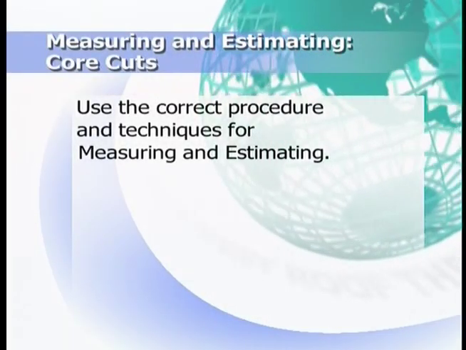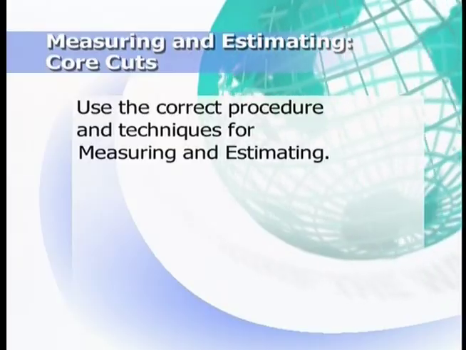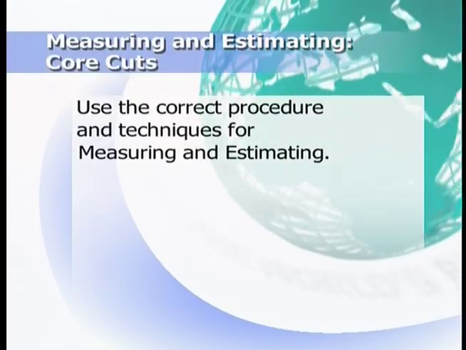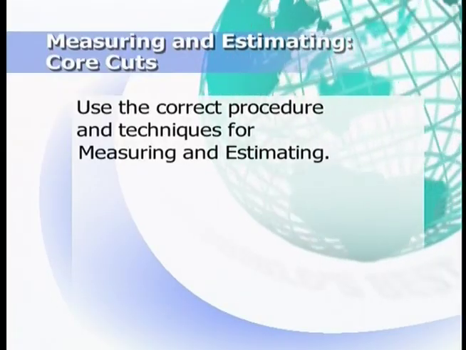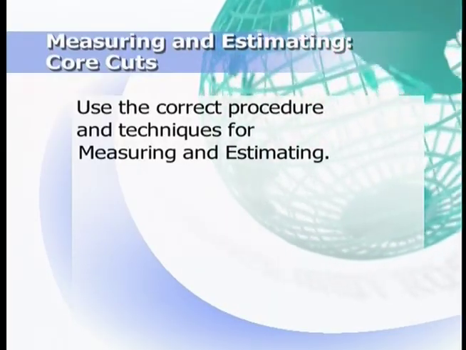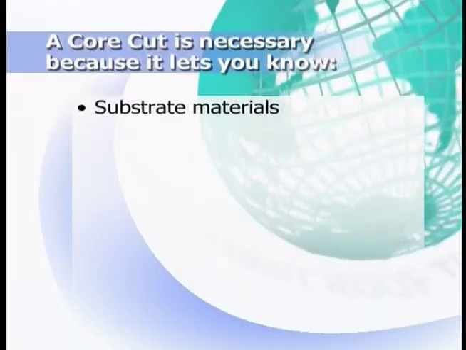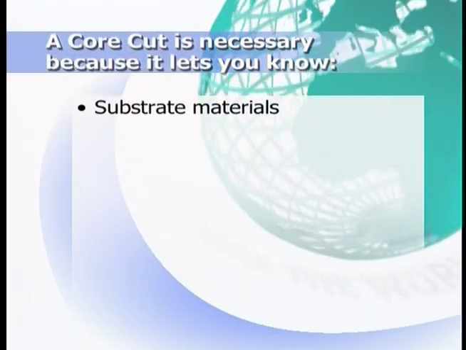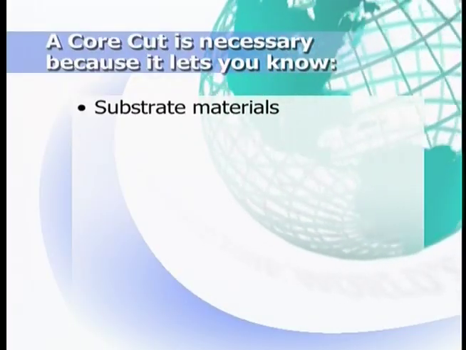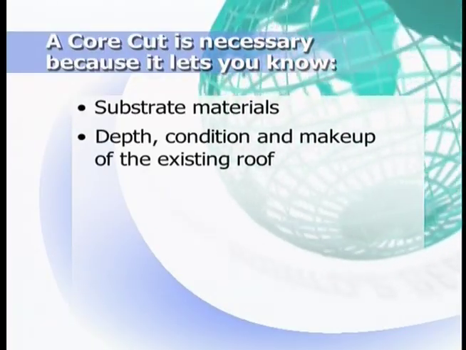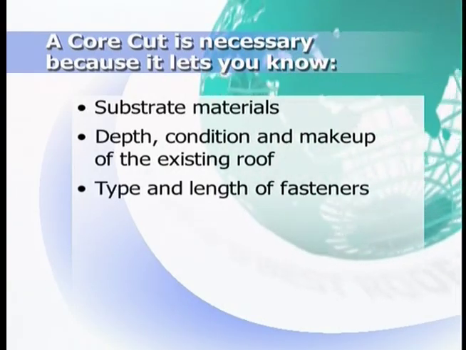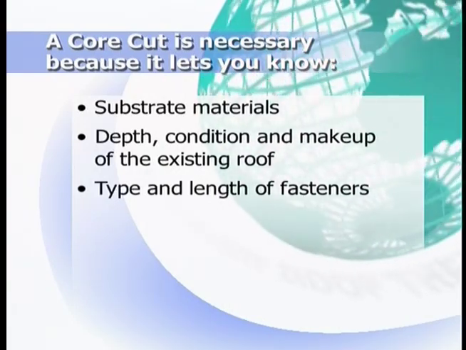This video clip discusses the core cuts that you'll need to make during the measuring and ordering process. When you are done watching it, you will have the knowledge needed to use correct procedure and technique during the measuring and ordering process. Doing a core cut lets you determine several critical factors for the installation, such as substrate materials and the depth condition and makeup of the existing roof. Knowing the makeup also lets you determine the right type and length of fastener.